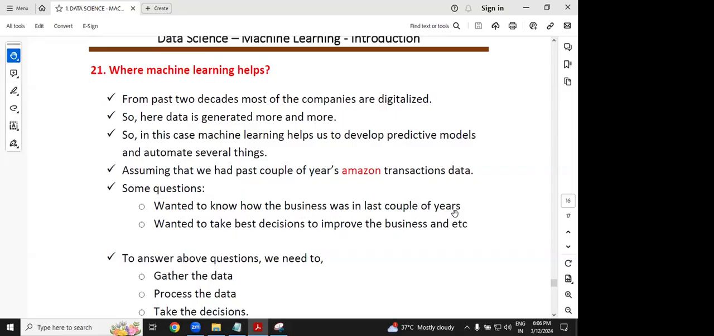EDA. Next one: I just wanted to take the best decision to improve the business. No doubt at all, this is ML. Machine learning will suggest what is the next best step. Predictive modeling. Very covered.